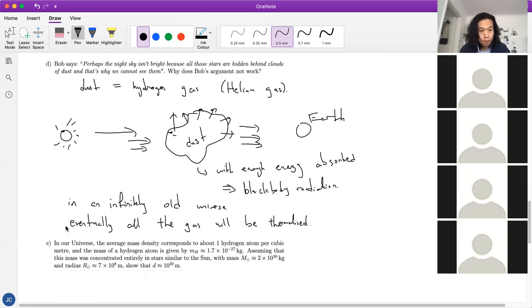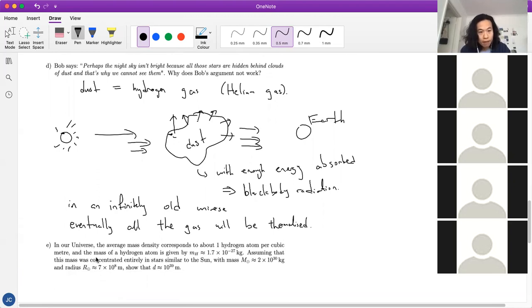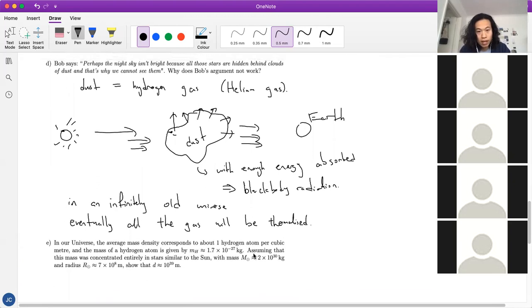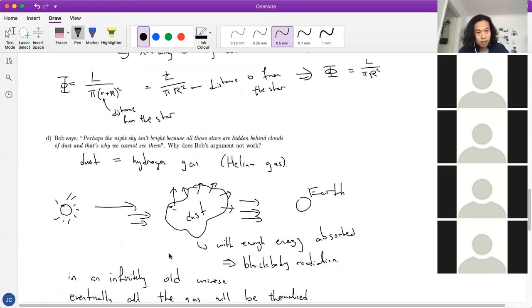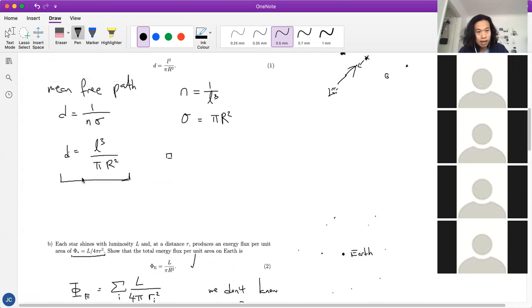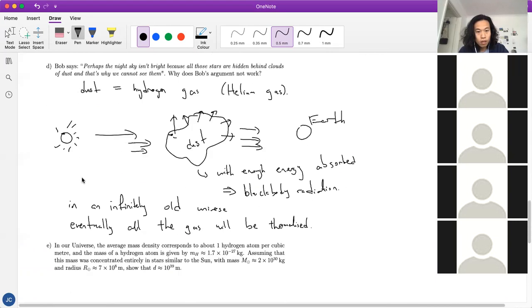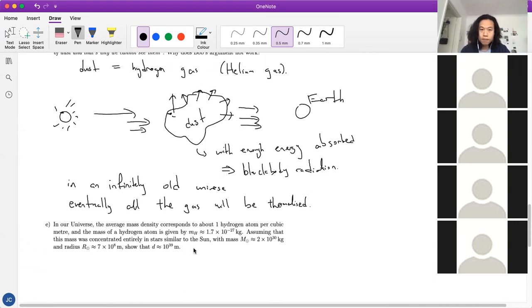All right, question part E. In our universe, the average mass density corresponds to about 1 hydrogen atom per cubic meter. And the mass of a hydrogen atom is given by m_H, approximately 1.7 times 10 to the minus 27 kilograms. Assuming that this mass was concentrated entirely in stars similar to the sun, with mass, the solar mass, and radius 7 times 10 to the 8 meters, show that this D, this average distance, is equal to this.